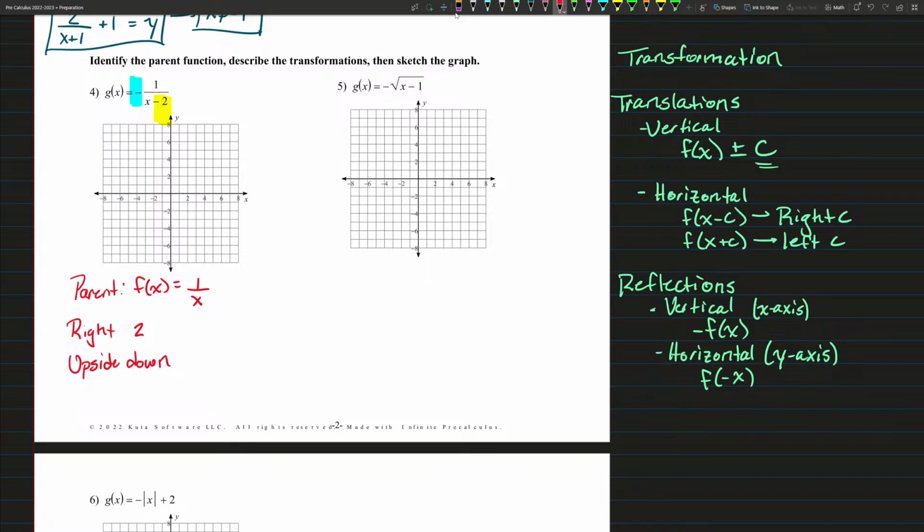So we have this 1 over x, right? 1 over x, if we remember, looks something like this. So we need to shift that right 2 units, and then move it upside down. So our graph is going to look like this. Not perfect, but it's right 2 units.